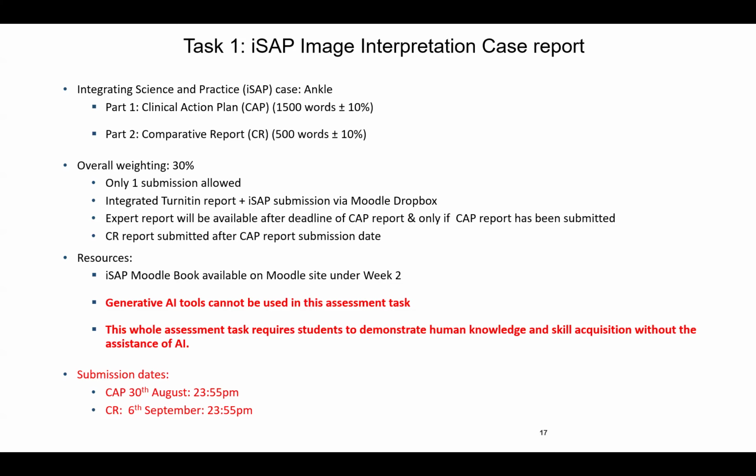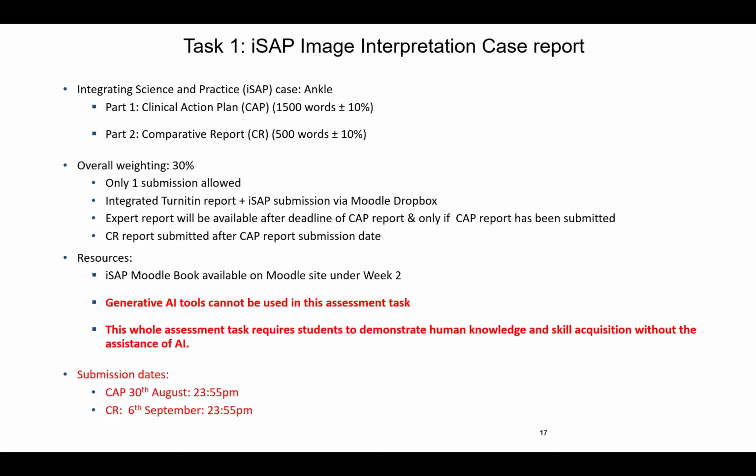And then, of course, as you are aware, once you submit your CAP report, and only if the deadline has been reached, will the expert report become available. So if you submit your CAP report a couple of days before the time, you won't get it until we look at the date, the 30th of August. So basically the 31st of August is the first time that the expert report will become available.